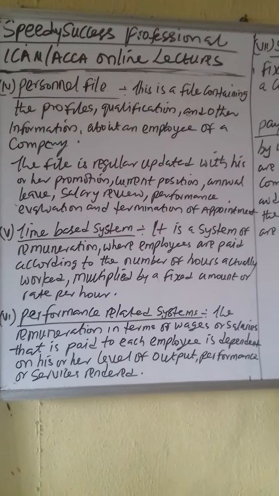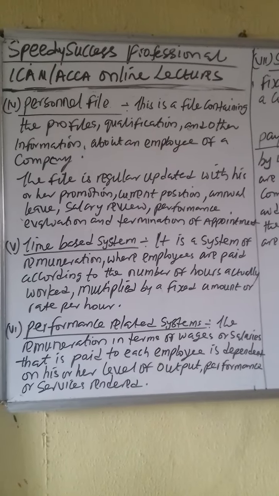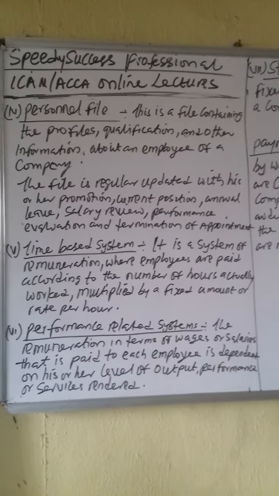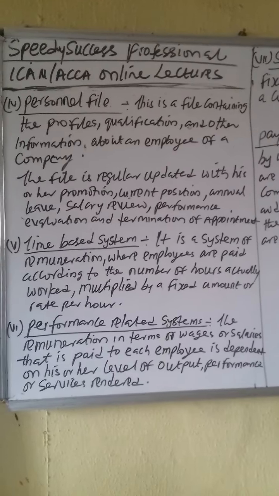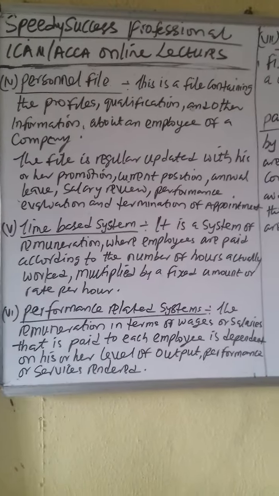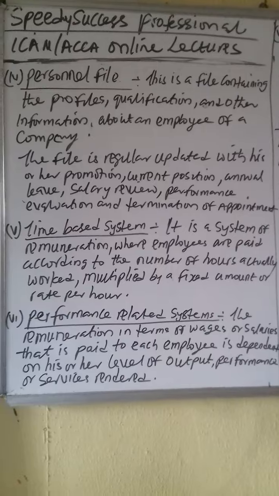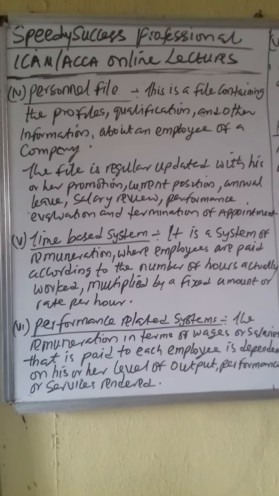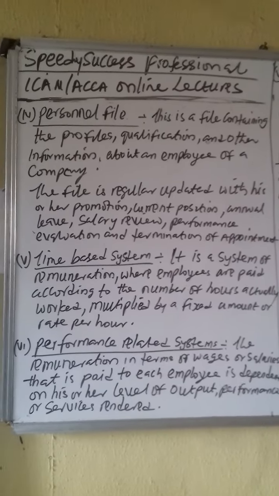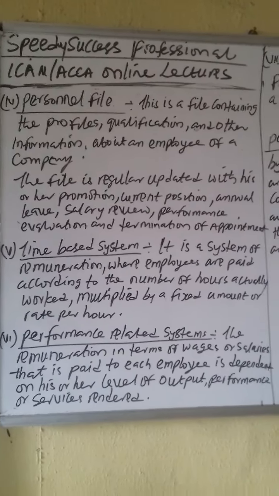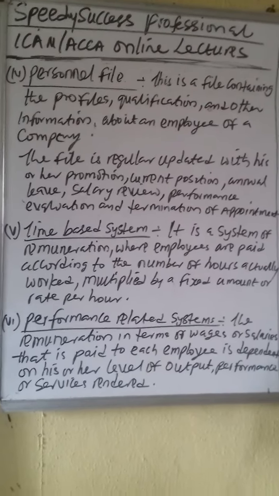The performance-related system is a remuneration method where wages and salaries are paid to an employee in relation to his or her level of output, performance, or service rendered. Those who work in factories are sometimes subjected to the number of outputs per day. We will also look at the calculation as we move forward. There are practical ways, and they can easily be found in most factories and companies. Let's look at the last two lines.